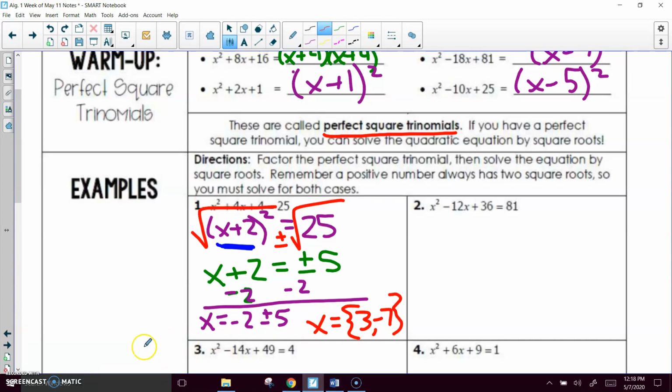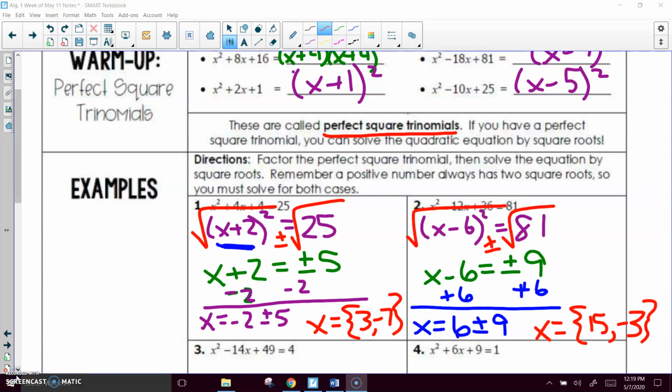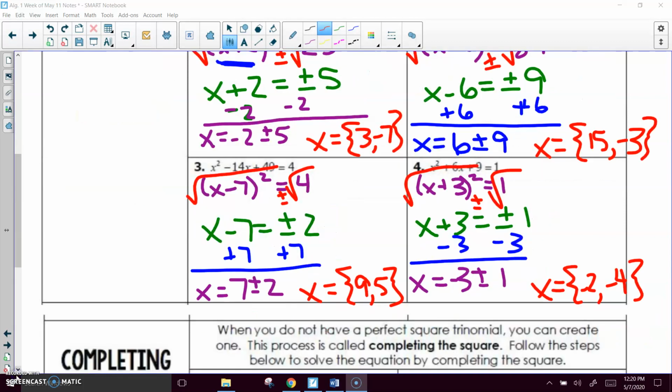Select pause and try just number 2, then come back to check. Hopefully for number 2, you came up with the solutions of positive 15 and negative 3. Select pause, work through 3 and 4, then come back to check. Your solutions for number 3 are x equals 9 and 5. The solutions for number 4 are x equals negative 2 and negative 4.